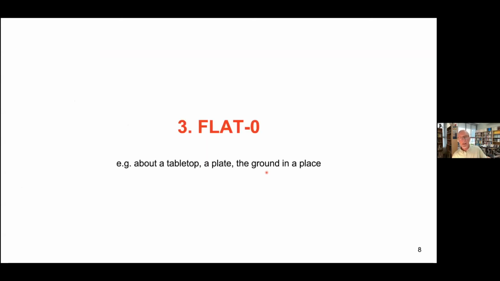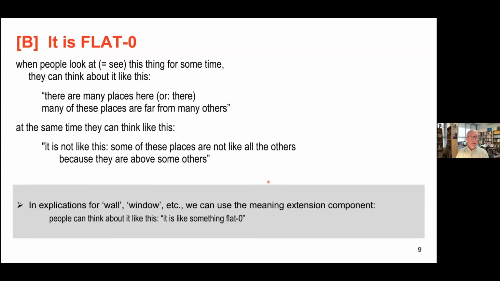Okay, what about flat? So for instance, something like a tabletop or a plate, perhaps, would be a good context for talking about something that's flat. You could also use this meaning talking about the ground in a place, saying that it's flat. So here's the idea: when people look at this thing for some time, they can think about it like this. There are many places here, same as for long, but the sort of secondary impression is that many of these places are far from many others.